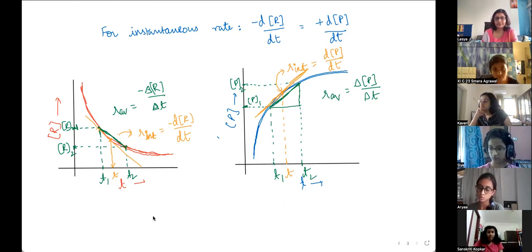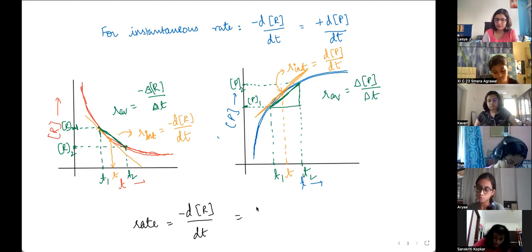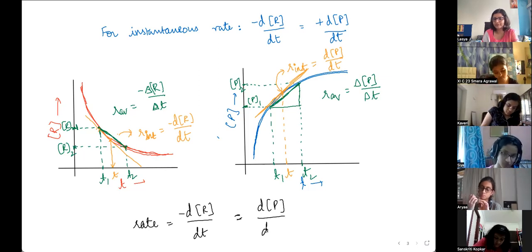Okay. So here we have expressions. Rate is equal to the difference in the concentration of reactants upon dt, which is also equal to the rate of disappearance, which will be equal to the rate of appearance of products. So based on this, can you figure out what would be the unit of rate of reaction?